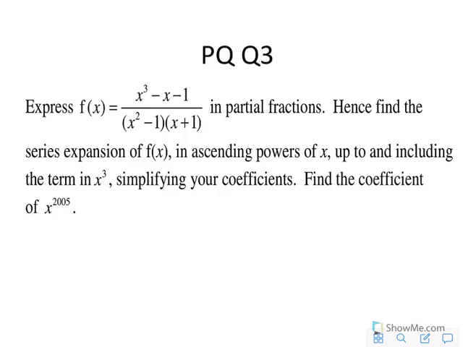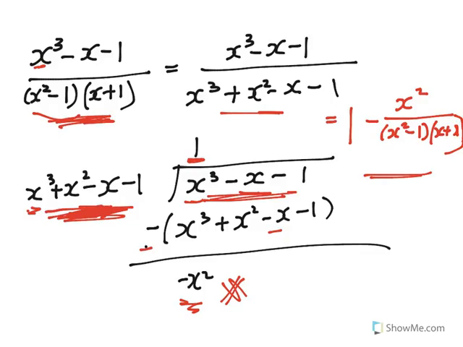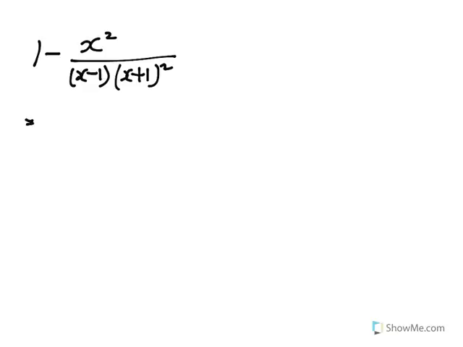What next? The next part is hence to find the series expansion in ascending powers of x. How to find the series expansion? First, we are not done with the partial fraction yet. It's 1 plus minus x squared over x minus 1, x plus 1 squared. We haven't finished it, so we just take this portion and try to do partial fractions.